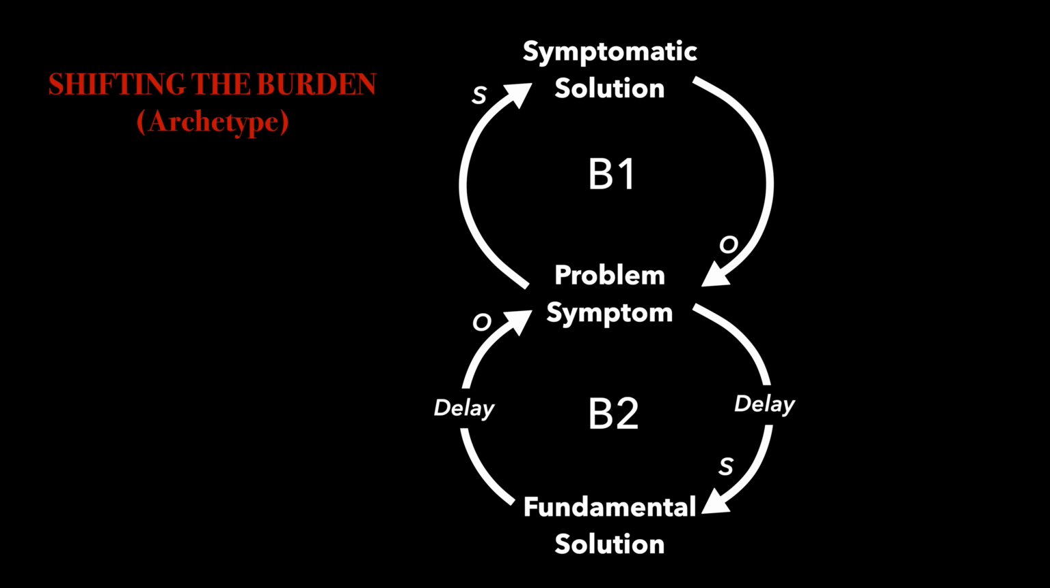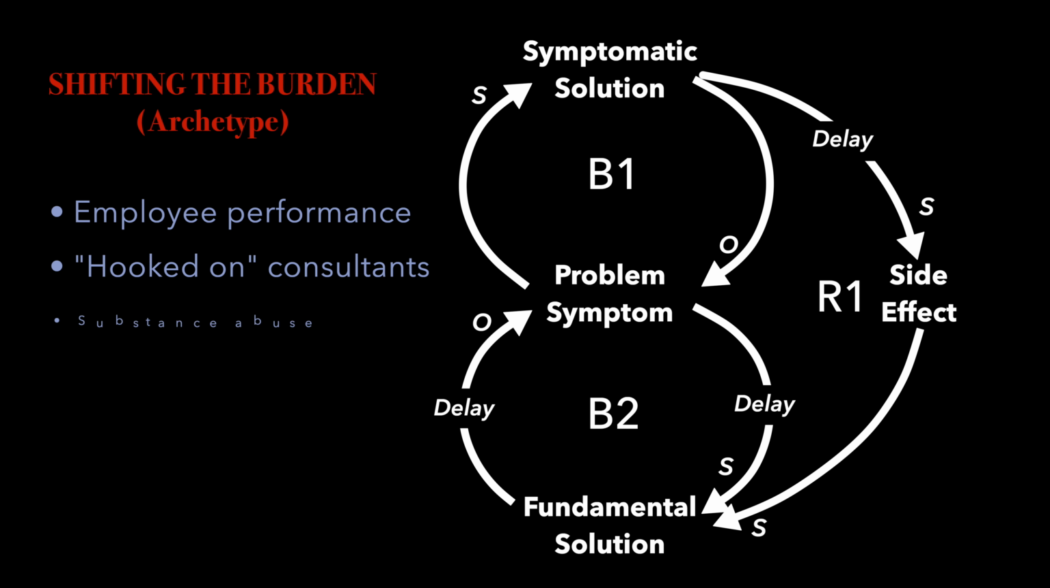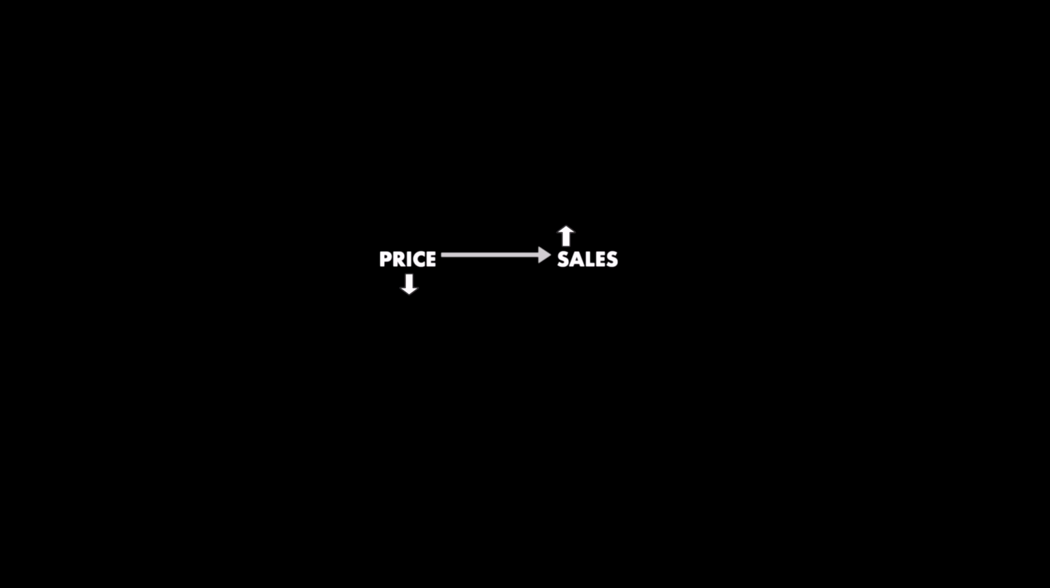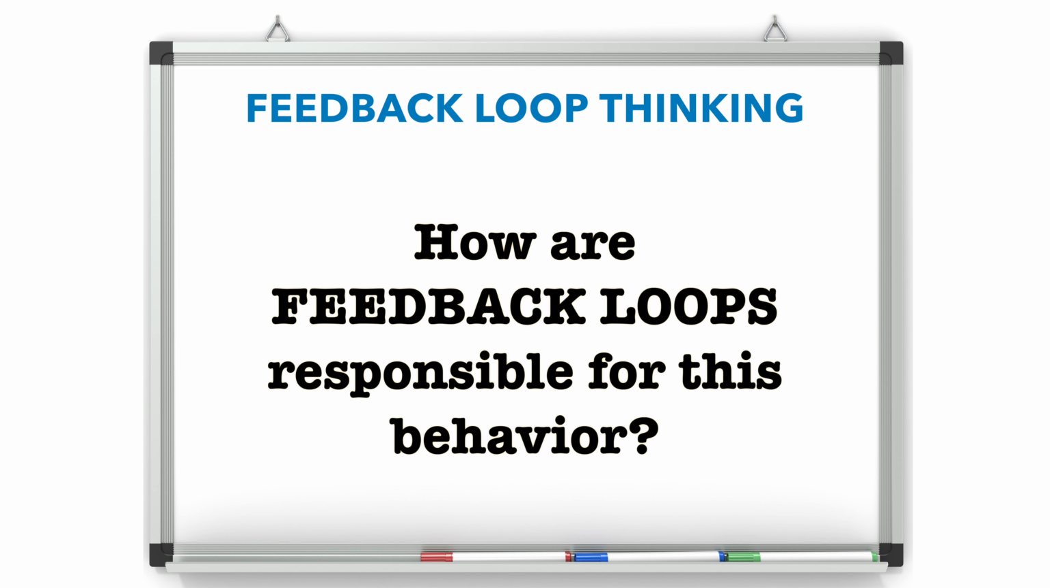The archetype is directly applicable to many dynamics in life, including employee performance, getting hooked on consultants, and substance abuse. We misuse linear thinking all the time. Lowering price to increase sales can do that in the short term, but if this creates demand beyond capacity, this can then lead to decreased customer satisfaction and lower sales. Feedback loop thinking is the antidote. When trying to assess cause of real-world dynamics, ask, how are feedback loops responsible for this behavior?